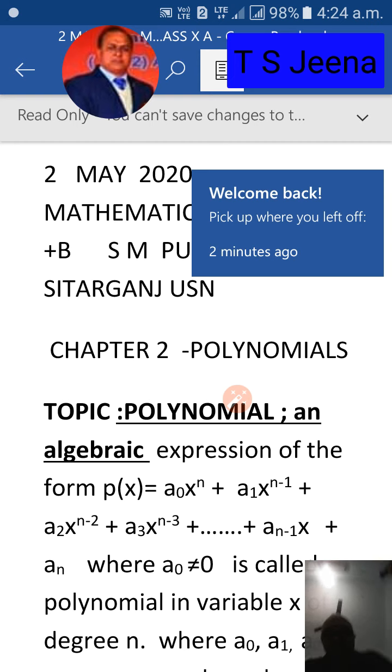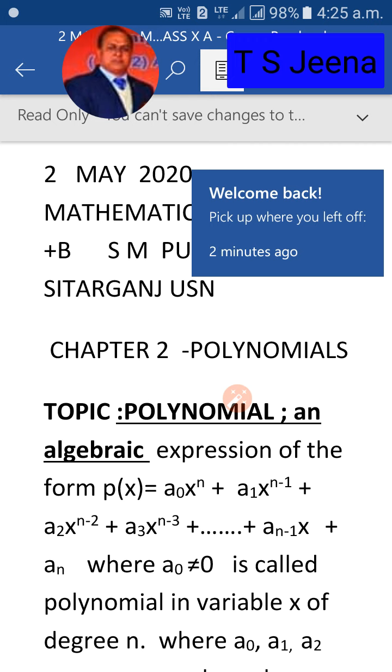Today we are in the second chapter, and this chapter name is polynomial, and we are going to describe the polynomial.